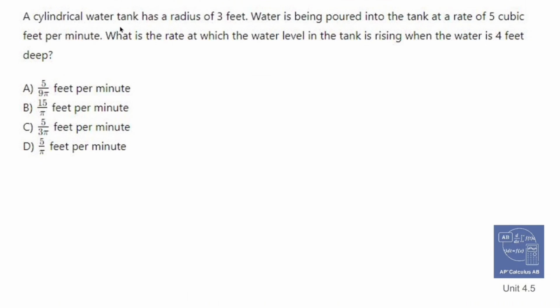A cylindrical water tank has a radius of 3 feet. Water is being poured into the tank at a rate of 5 cubic feet per minute. What is the rate at which the water level in the tank is rising when the water is 4 feet deep? All right, so what we're dealing with is a cylindrical water tank. So we're dealing with volume equals pi r squared h.